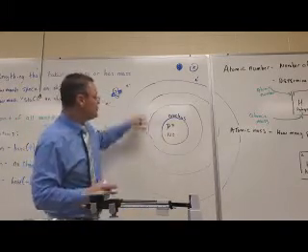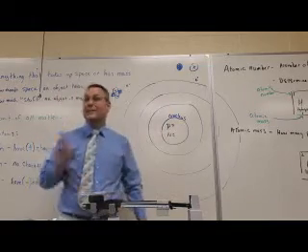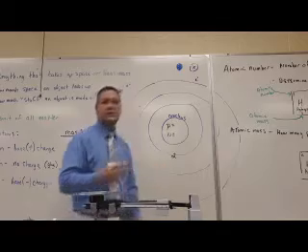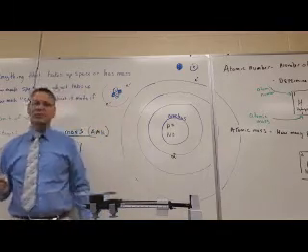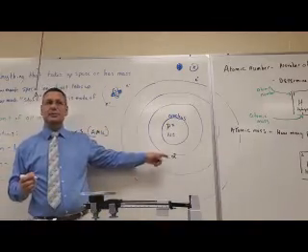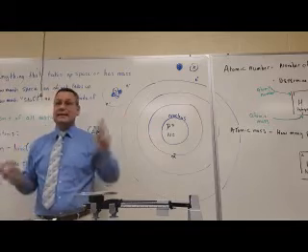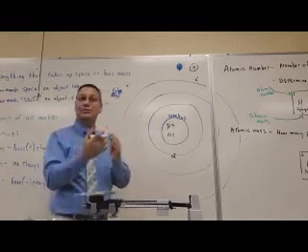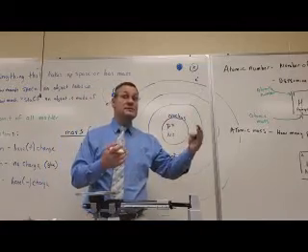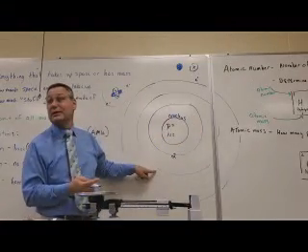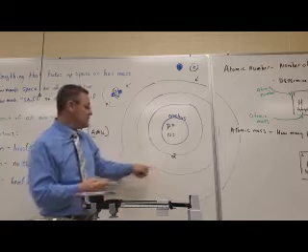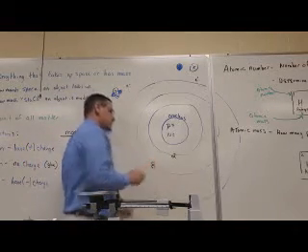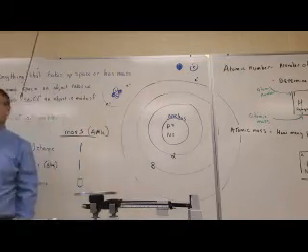The first shell can hold a maximum of 2 electrons. It's the closest one to the nucleus, and once it's got 2 electrons in it, it's full. Then the next electrons will be moved farther away from the nucleus into the second shell. This shell can hold 8. Wow, that's a lot.